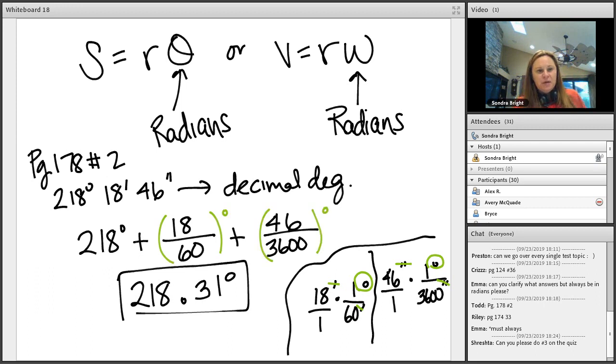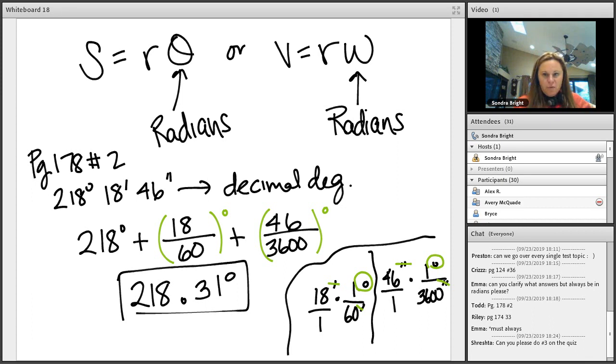And so then putting it in your calculator will give you the decimal. And you do have to show that work, right? In the directions it says show work, so I don't just look at that answer of 218.31 degrees. I actually look to see, did you actually know how to convert it? Because otherwise you could just put it in your calculator and be done. It would be too easy.